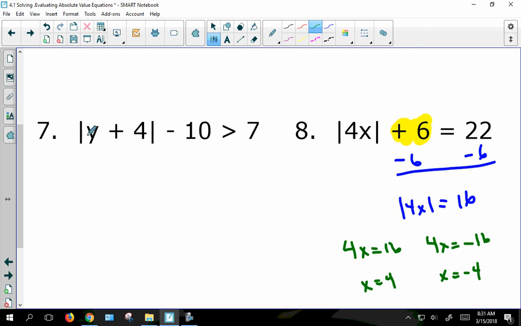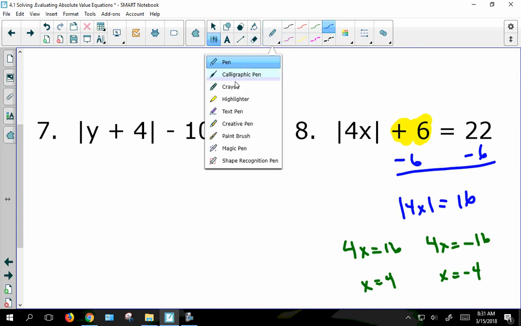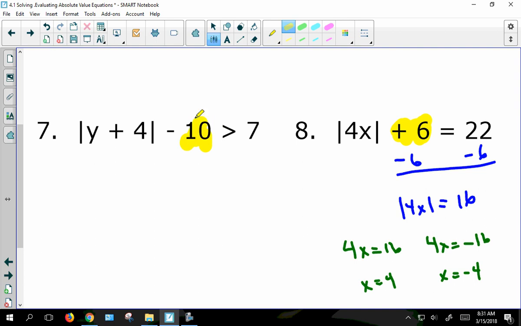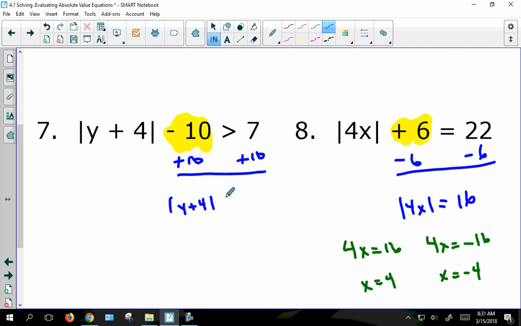Now let's jump back to number 7. Again, what's the first thing I have to do? Have to add 10 to both sides. Have to get rid of the loner. Plus 10, plus 10. The absolute value of y plus 4 is greater than 17. So now, y plus 4 is greater than 17, and y plus 4 is less than negative 17.